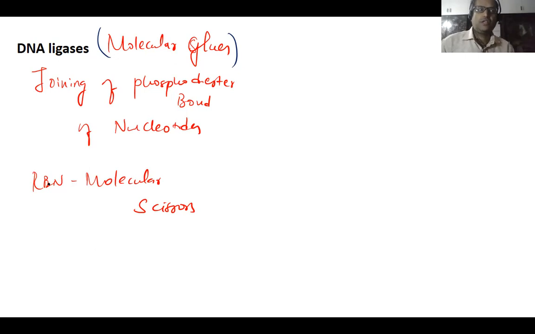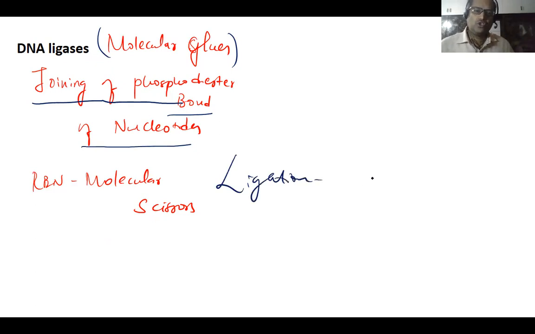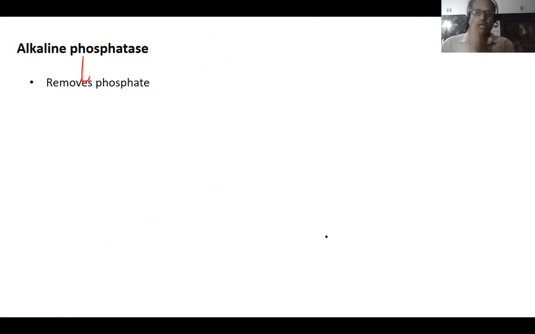Right? What is the function of DNA ligase? DNA ligase joins the phosphodiester bonds of the two pieces of nucleotides, the two pieces of sequences. That is the function of DNA ligase. Ligation means to join. Other than this, we also have another enzyme called alkaline phosphatase.